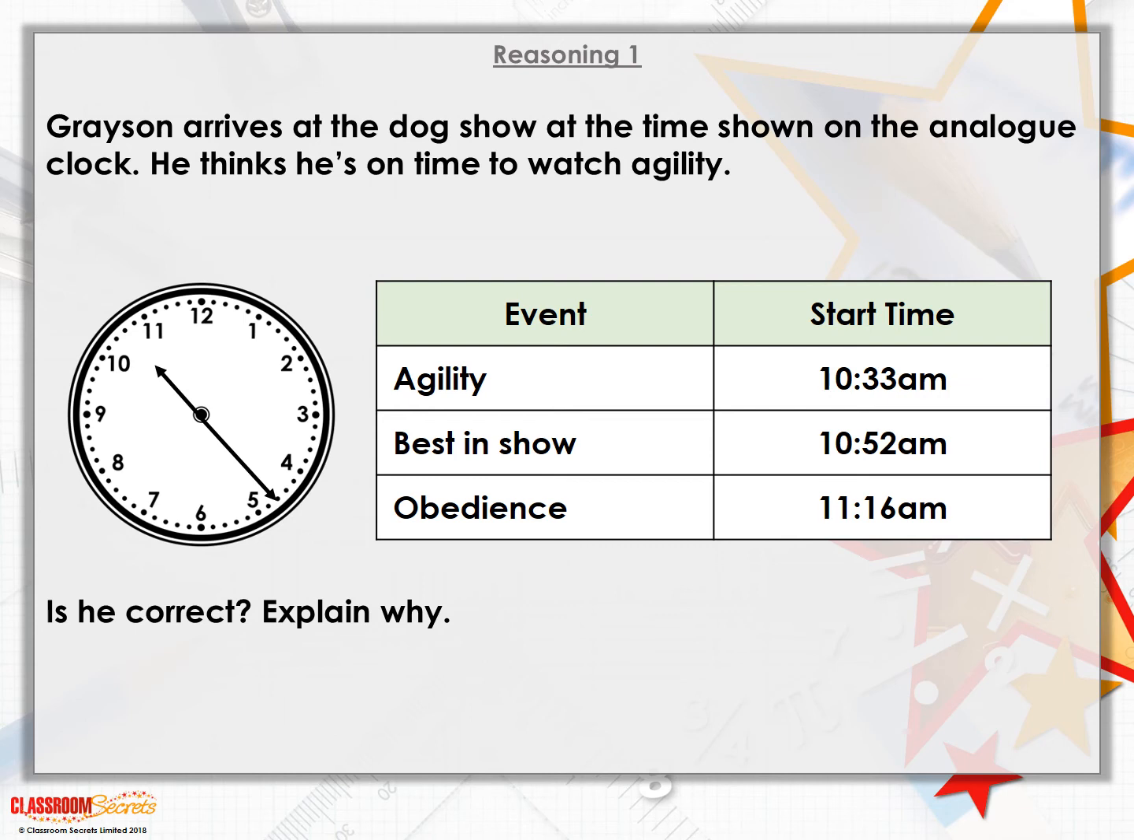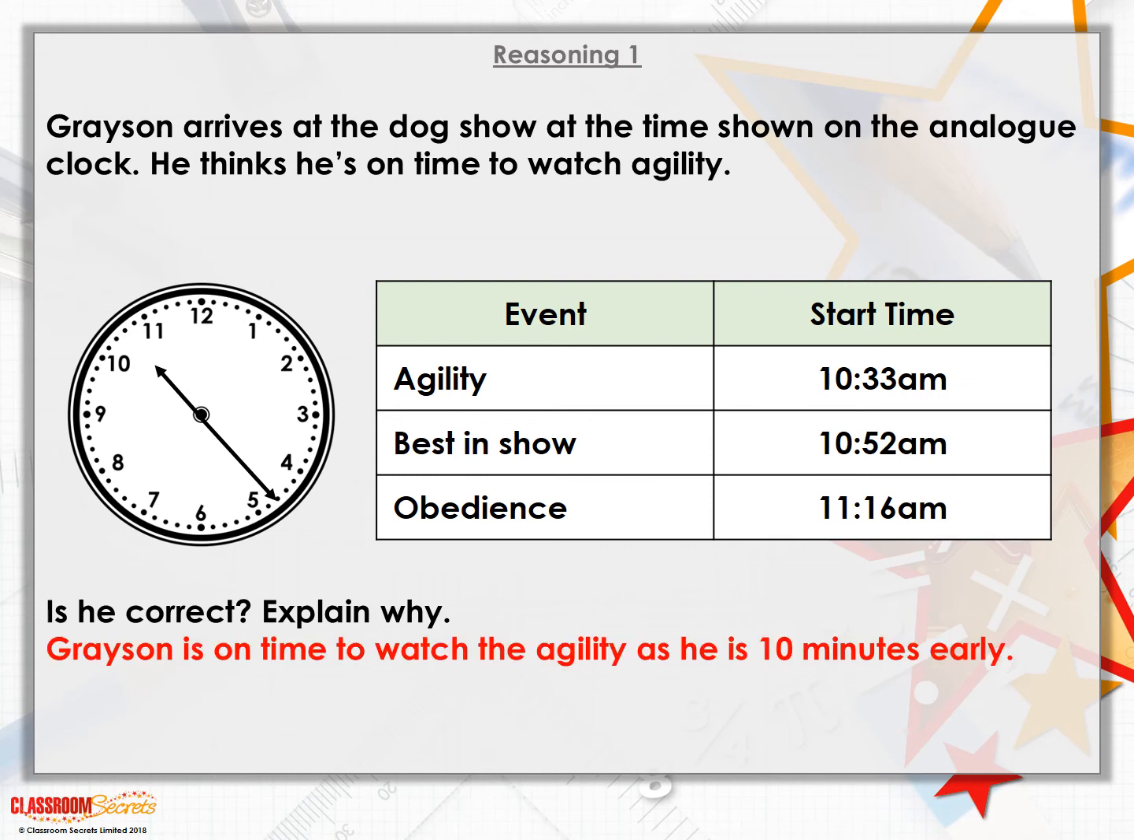On your left, you've got an analog clock that shows a certain time. First of all, you need to work out what that time being shown is. Then you're going to compare it to the start time for the Agility event, because as we know, that's when Grayson wants to watch first. You're then going to look at the two times and write down an explanation. So is Grayson early? Is he on time? Or is he late for watching the Agility event? Pause the video here to work it out and go through the answer on the next slide.